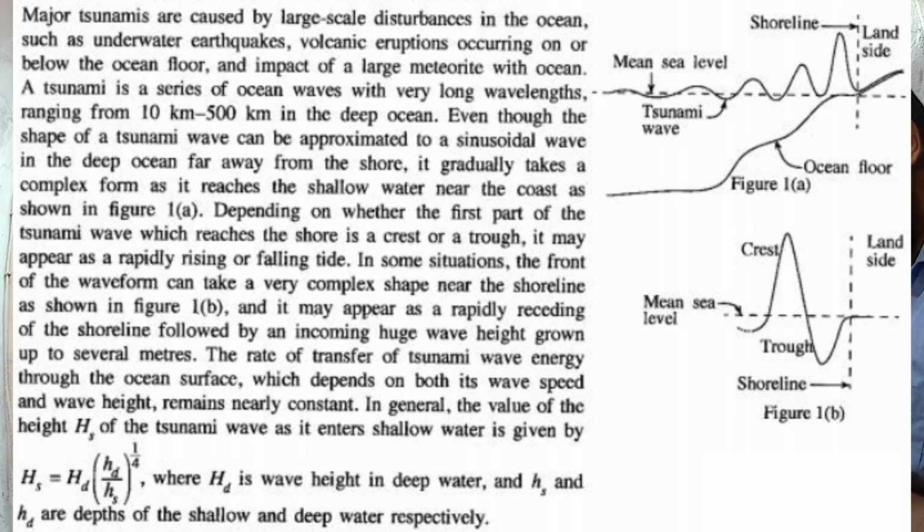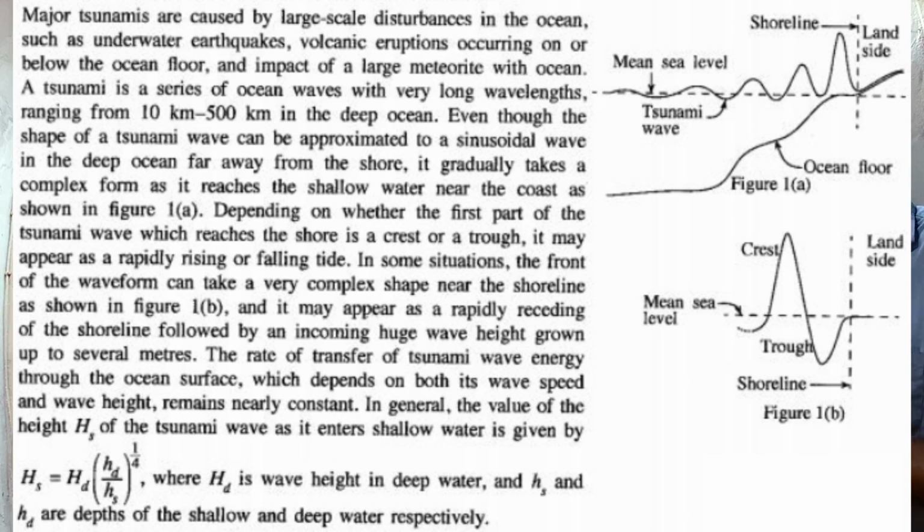In some situations, the front of the waveform can take a very complex shape near the shoreline, as shown in figure 1b, and it may appear as a rapid descending of the shoreline followed by an incoming huge wave, with height grown up to several meters. The rate of transfer of tsunami wave energy through the ocean surface, which depends on both its speed and wave height, remains nearly constant.